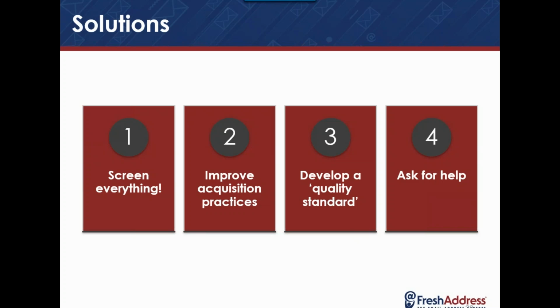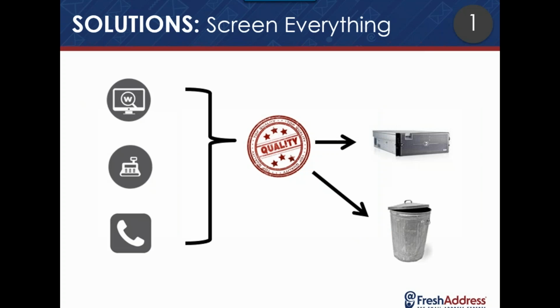So now we're going to look at 4 steps that you can take to protect yourself and your company against the threat of bad email addresses. So the first one is screen everything. Whether you're collecting email addresses via telephone, at point of sale, online, as Chuck mentioned again, there's quite a bit of room for human error here.